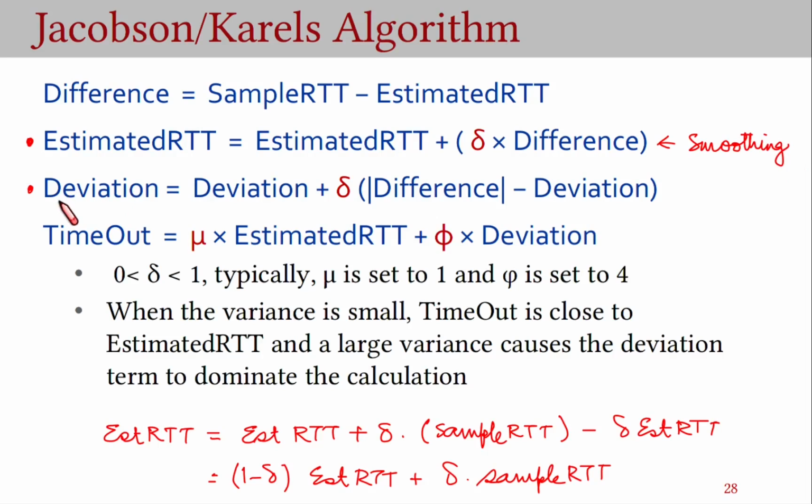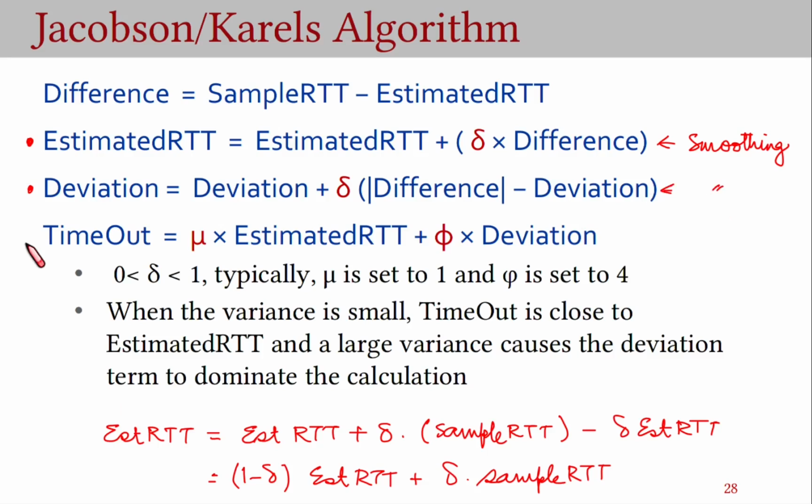And the next quantity whose running average is kept is deviation. Again, this is a smoothing, as you would recognize. In the case of deviation, the estimated deviation is equal to the previous deviation plus delta times the absolute value of the difference minus deviation. Realize that the sample round trip time may be larger or smaller than the estimated round trip time, and accordingly the difference would be positive or negative. However, we are interested in variance, and therefore we take the absolute value of the difference and then subtract the previous deviation. Again, this is also smoothing.